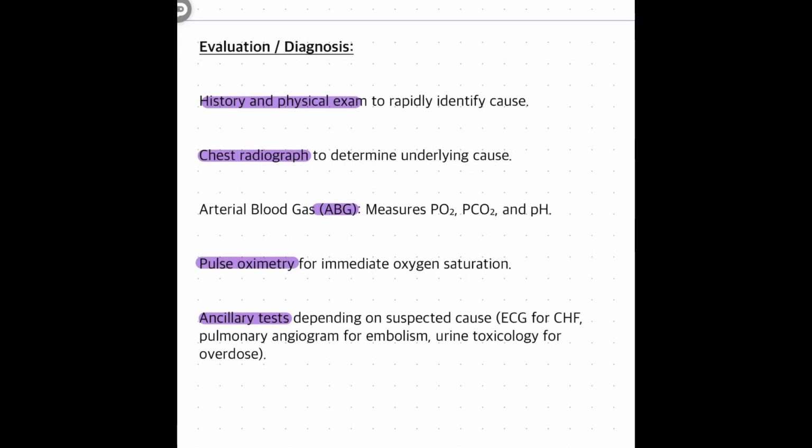Four points are important in evaluation and diagnosis. The most important step is the history and physical examination. Another is chest radiograph to determine the underlying cause. Arterial blood gases are very important. Then pulse oximetry and ancillary tests depending on the suspected cause, such as ECG for congestive heart failure, pulmonary angiogram for embolism, and urine toxicology for overdose. This is the evaluation and diagnosis of acute respiratory failure.